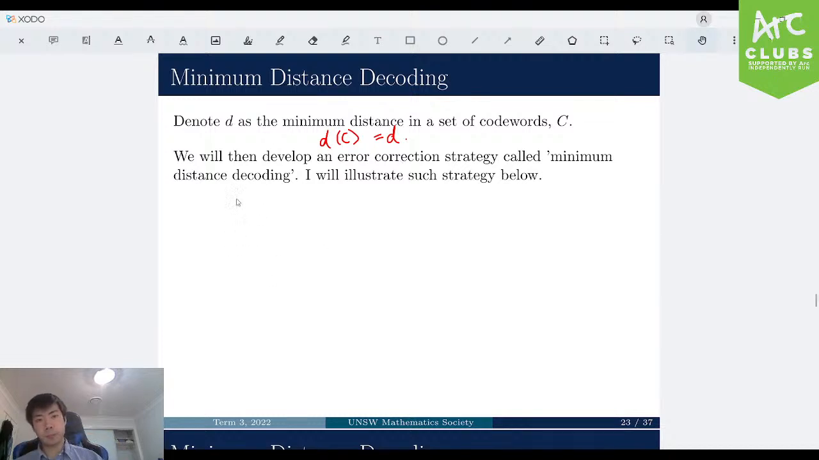Suppose the code words in C are of an even fixed length. So case 1, even fixed length. Every code word in here has a fixed length being an even number.